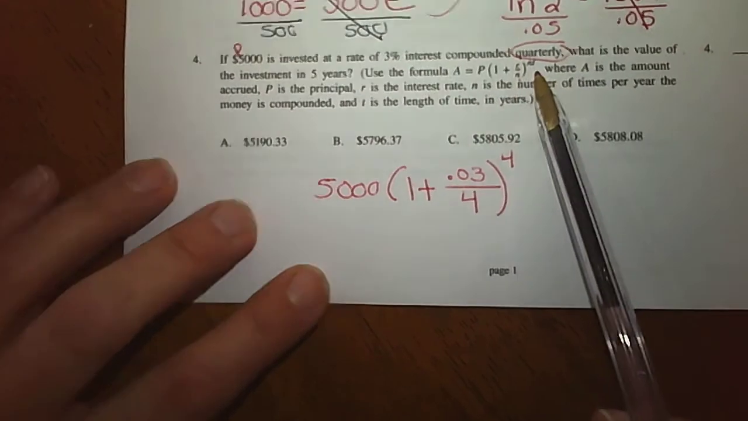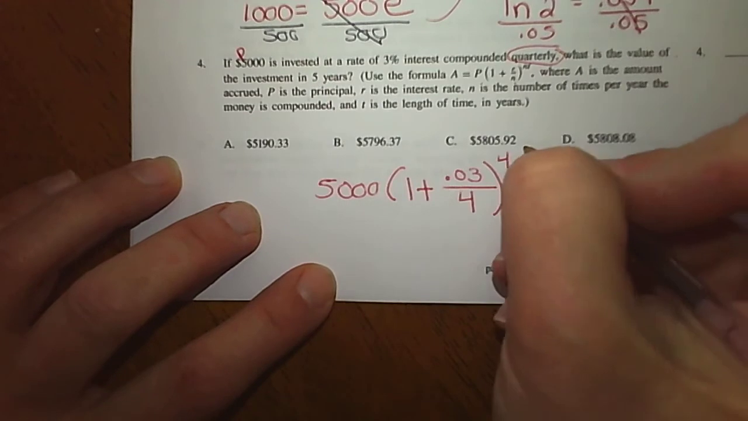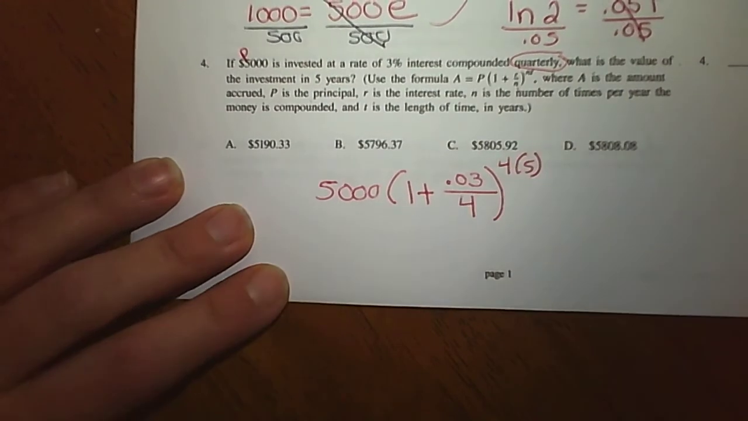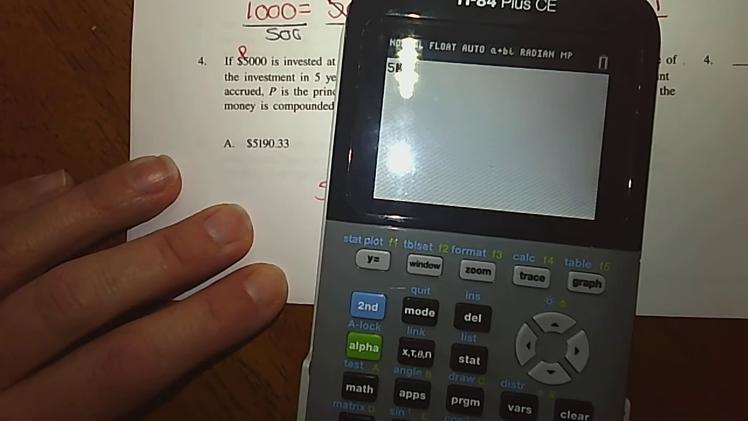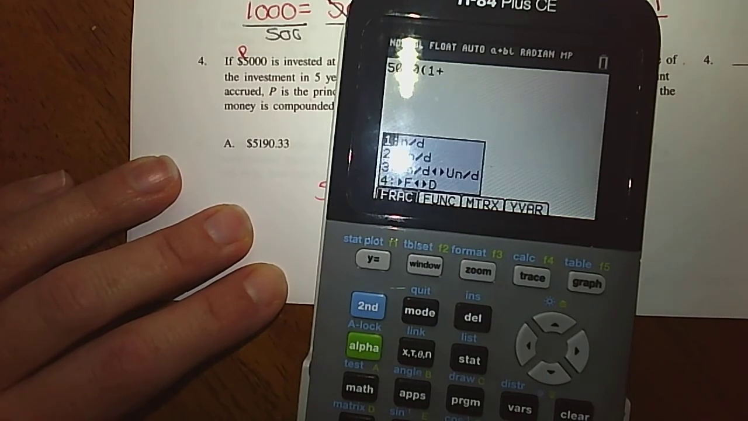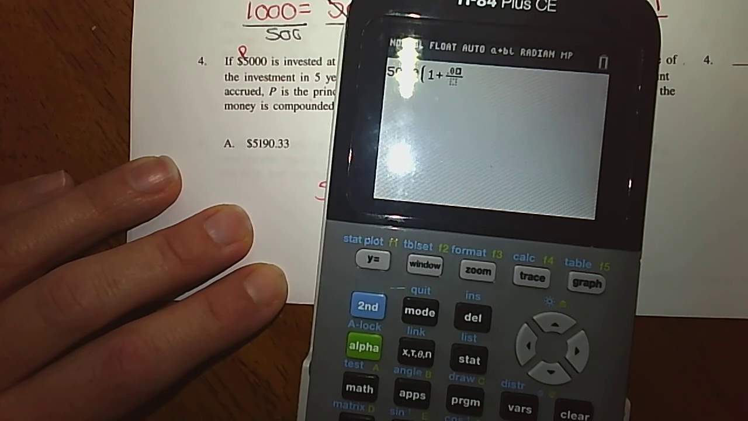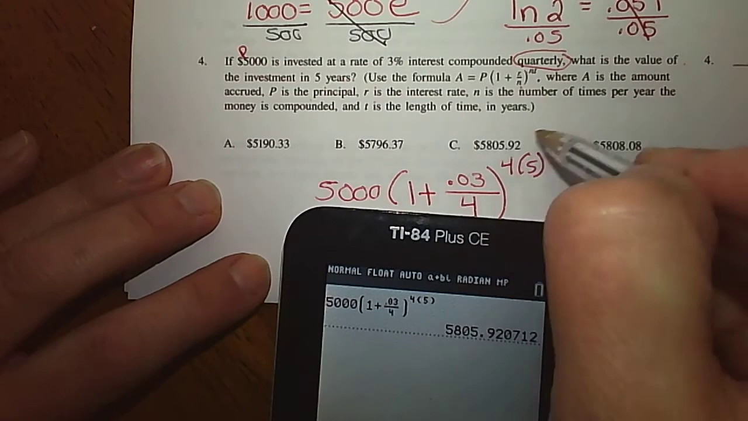And then 4 also goes in the exponent, because n is there too. And did they give us time? Yes, they did, 5 years. So I'm going to put 5 there. So now I just go to my calculator. 5,000, 1 plus, fraction button, 0.03. This time it's over 4. Raised to the 4 times 5. And I get 5,805.92. So it looks like choice C.